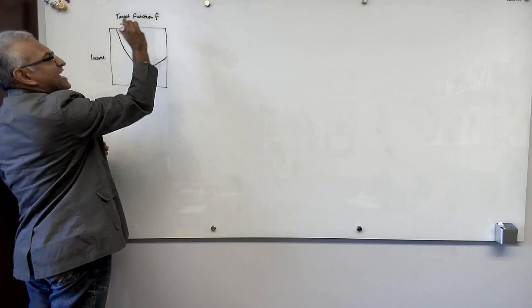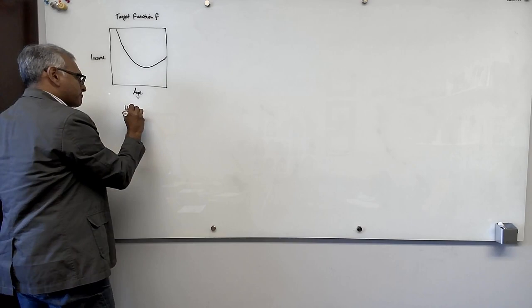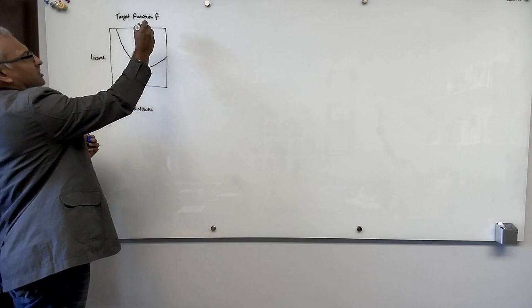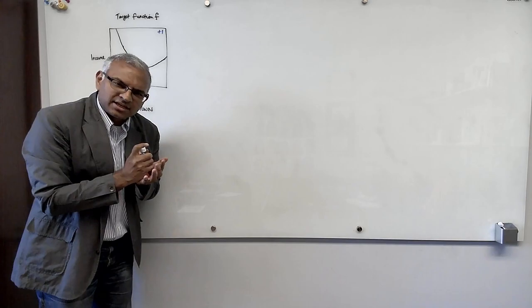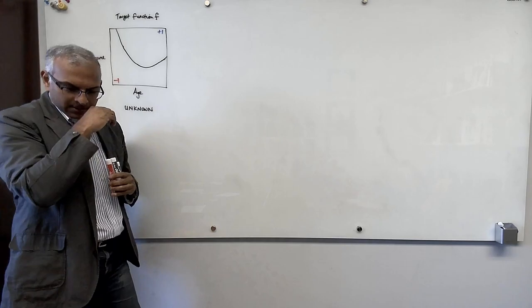F. Let me emphasize that it is unknown. And just for completeness, let me mention that this is the plus one region and this is the minus one region. Now, remember that guy Malik who was sitting in the closet in the bank coming up with a way to approve credit. So he came up with a way to approve credit. So let's fix his hypothesis. Now let's call it H.